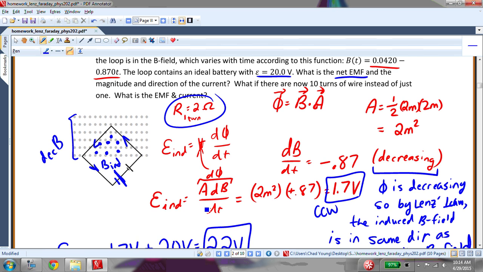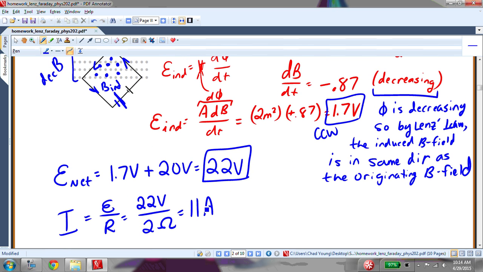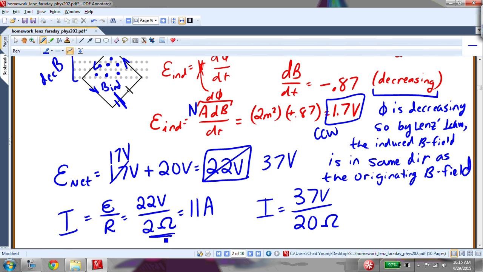Now what happens if I go to 10 turns of wire? Well, if I have 10 turns of wire, this increases by a factor of n. So I'm going to have not 1.7, but now I will have 17 volts. So instead of 22, I will have 37 volts. So when I calculate my new current, it will be 37 volts divided by 20 ohms, because I also increased the resistance by a factor of 10. Where I had one loop with 2 ohms of resistance, 10 loops will have 20 ohms of resistance. And I get a current that's equal to 1.85, or we'll call it just 2 amps.